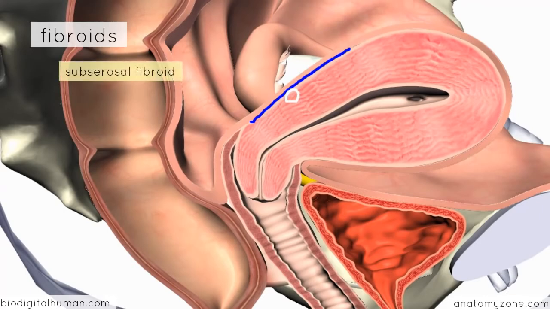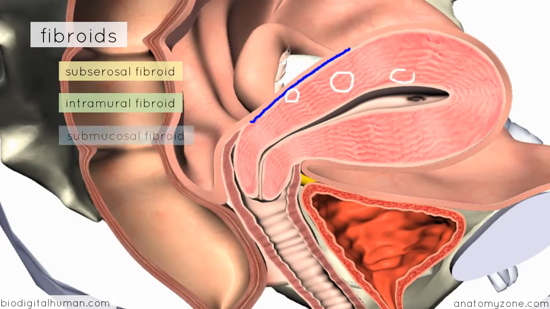Fibroids located directly within the wall of the myometrium are called intramural. The word mural just refers to the Latin murus, which means wall. And the final type of fibroid is one which lies just underneath the endometrium, underneath the mucosa. This is called a submucosal fibroid.